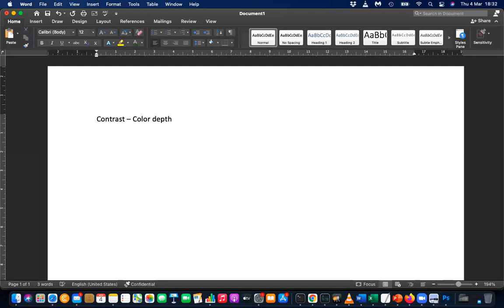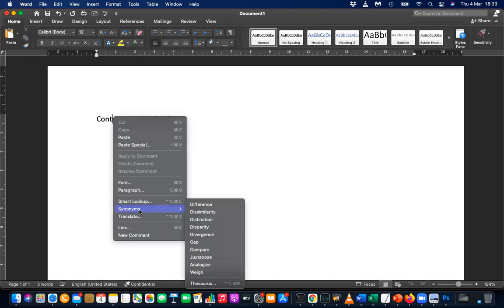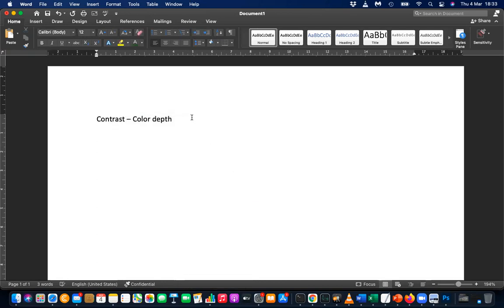In UK English you are using COLOUR, but the computer uses this one, COLOR. Right, color depth. Contrast means the color depth here: difference of the colors, divergence of the colors, weight of the color, whatever.